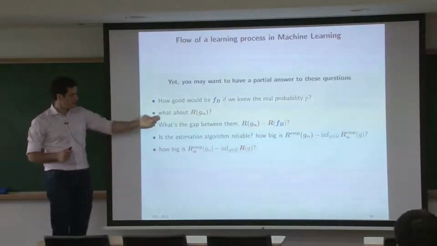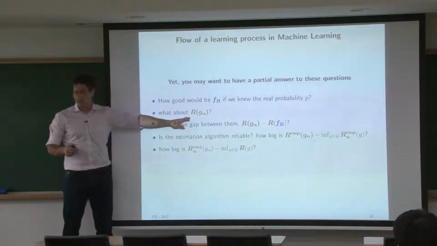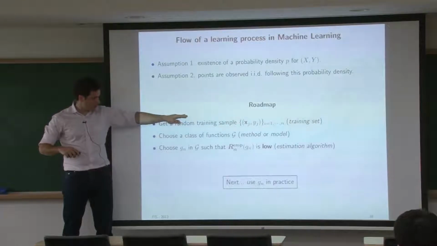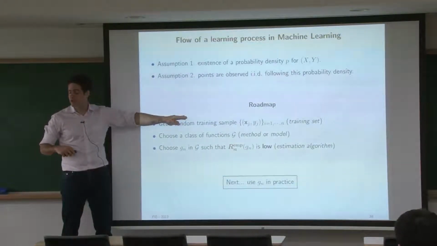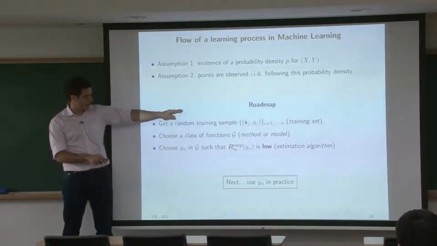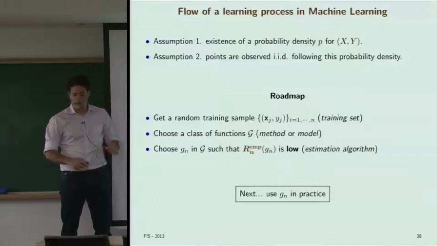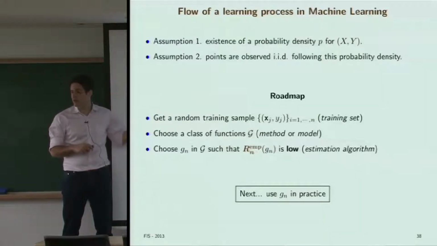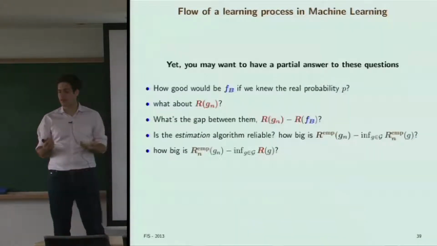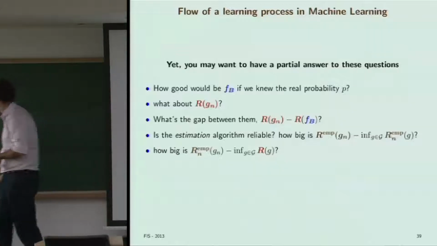The other thing is, we compute g_n using the empirical risk. So the empirical risk is the criterion that we use to compute this. What about the real risk of g_n? So this is another very important question.